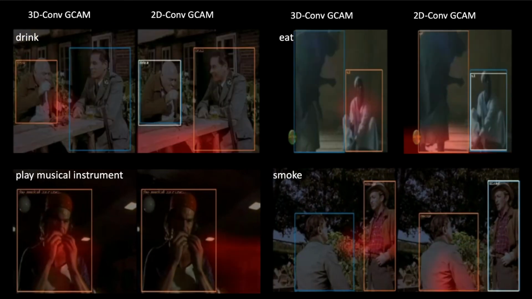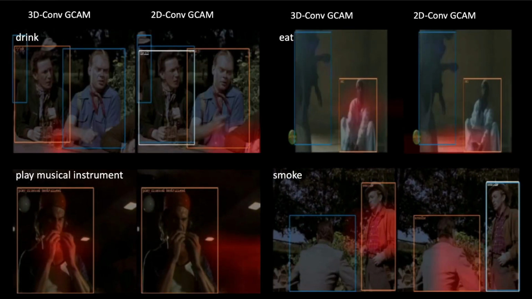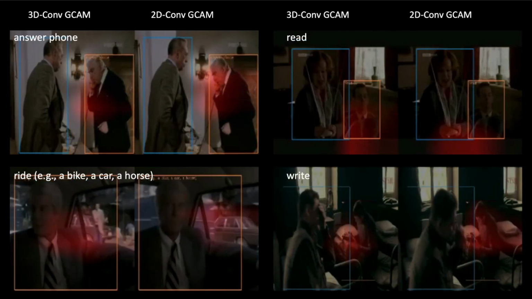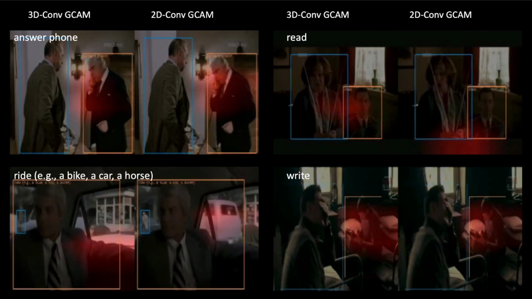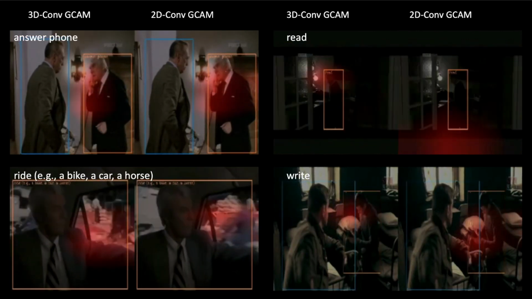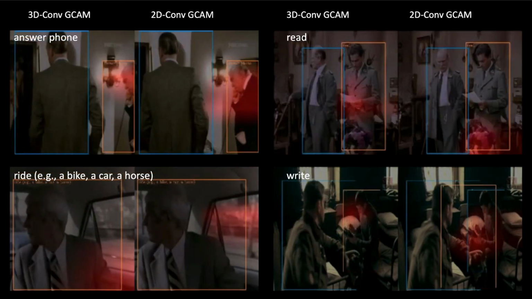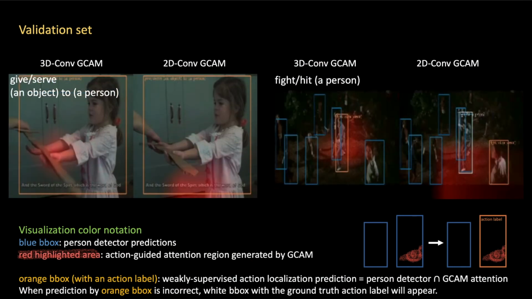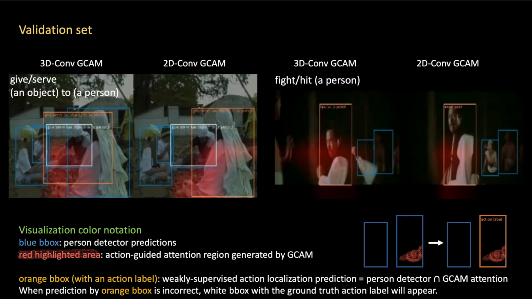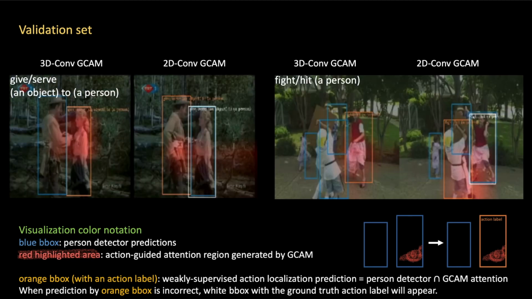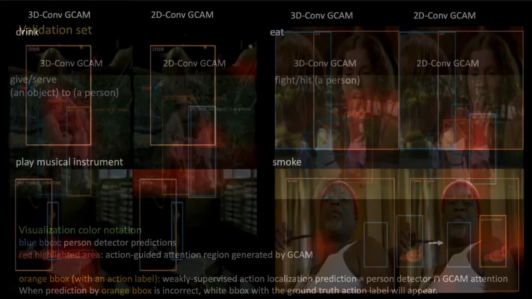10 action classes with evident person-to-person or person-to-object interaction are selected. Meanwhile, these classes also have a balanced amount of training data to train the 2 GCAM models. In terms of the weakly supervised action localization task, we use an off-the-shelf person detector, and then assign the action label to the detected person closest to the GCAM highlight area.